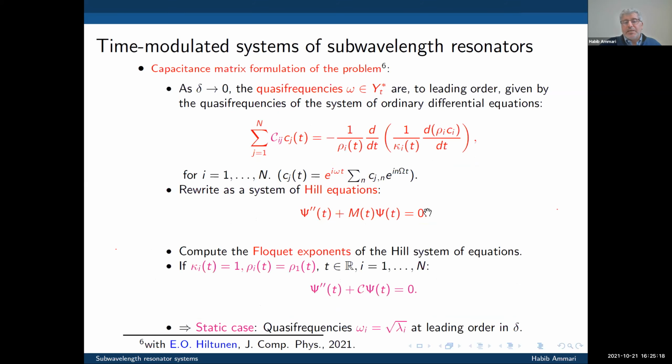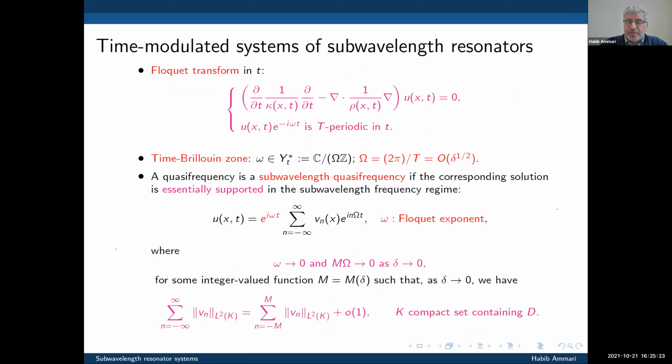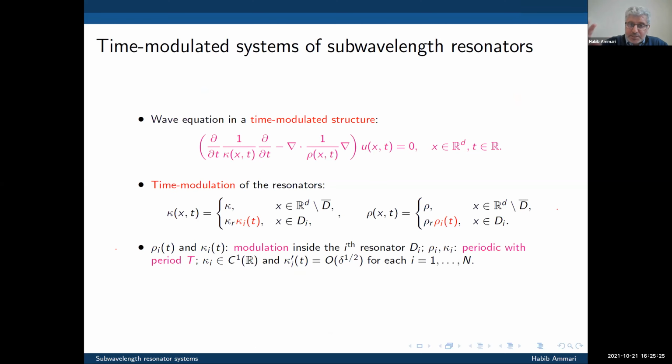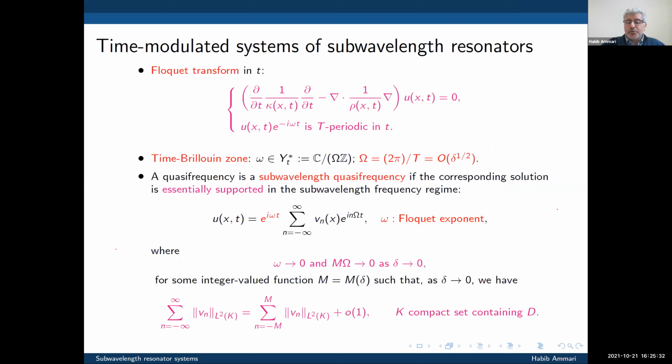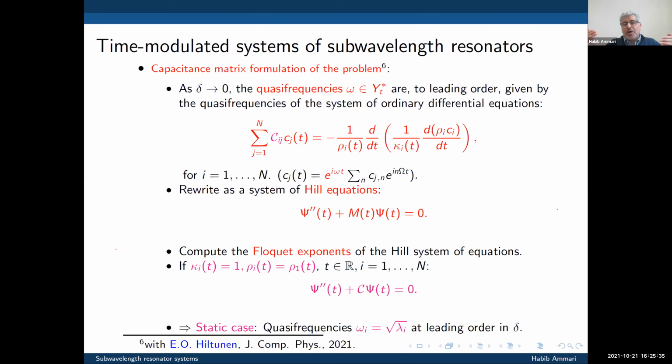We can prove that there are n subwavelength quasi-frequencies if D is this union of n disjoint subwavelength resonators, and we can compute them exactly as in the unmodulated case using our capacitance matrix formulation. So how does it work? What we can prove is that when delta is small, the quasi-frequencies to leading order are given by the quasi-frequencies of the system of Hill equations.